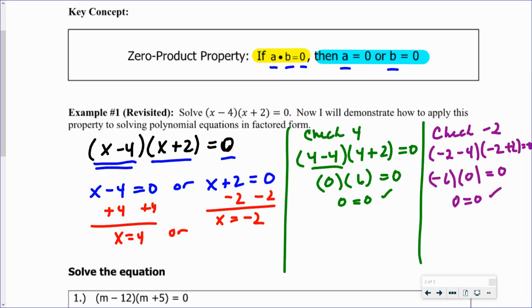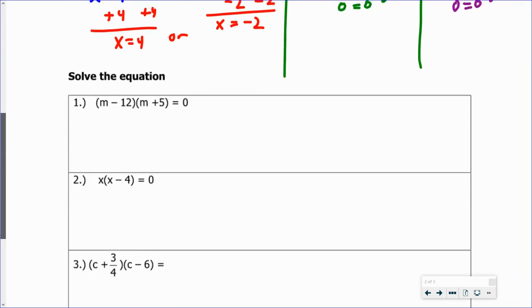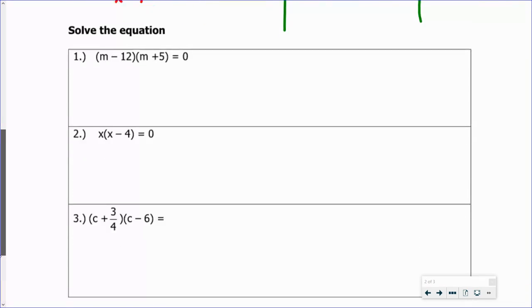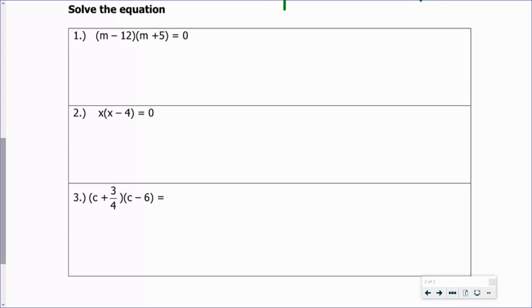So let's try a few examples down below. All right, I've got 3 of them. Now, if you'd like, you could pause the video right here, try these on your own, and then start the video up and check your answers once you're finished. Okay, I'm just going to start going through them right now.